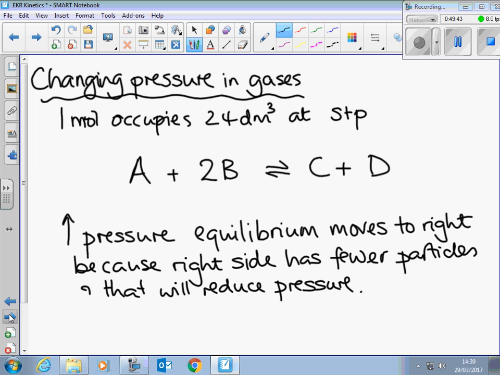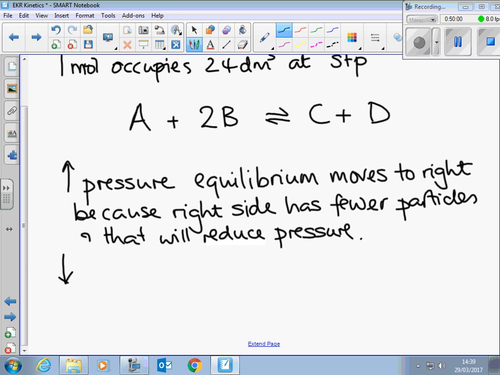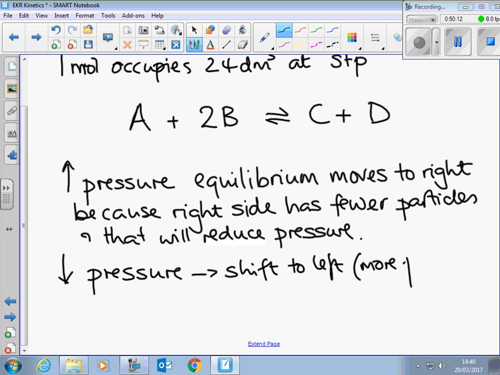Right, so yeah, that's how it continues down that page. So if we increase the pressure, it shifts to the right with the fewer molecules. If you decrease the pressure, it will shift to the left because there are more particles on that side, so it will increase the pressure. So it's there in the notes, so you don't need to write it. So shift to left. Okay. Right, we'll whiz through the rest of this.